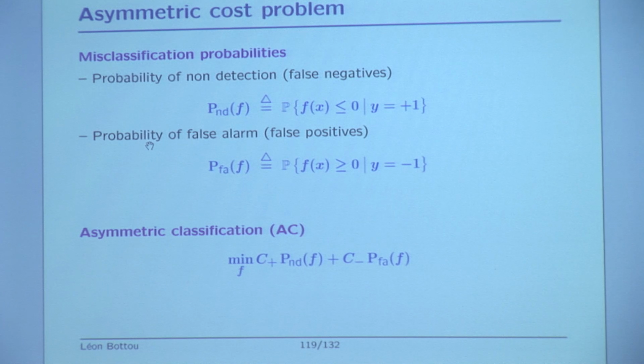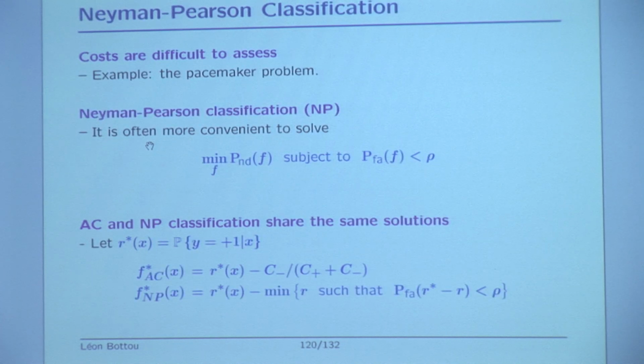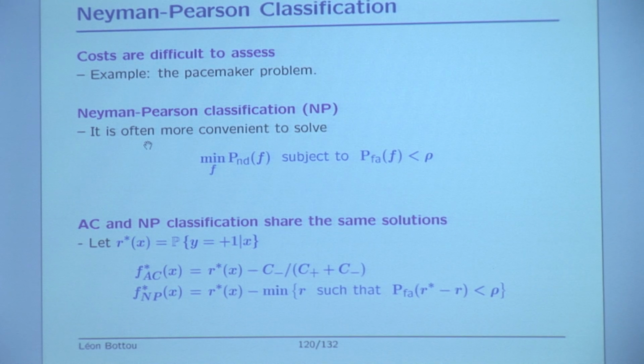I'm just discussing that finding the C+ and C- that makes sense, that you can argue are correct, like putting a cost on a false positive or a false negative for the pacemaker problem, really depends on the point of view you have. So there is a standard solution in statistics, Neyman-Pearson classification. Instead of defining two costs, it's often more practical to define a limit on the probability of false alarm. You say it has to be less than a certain value rho, and minimize the probability of non-detection.